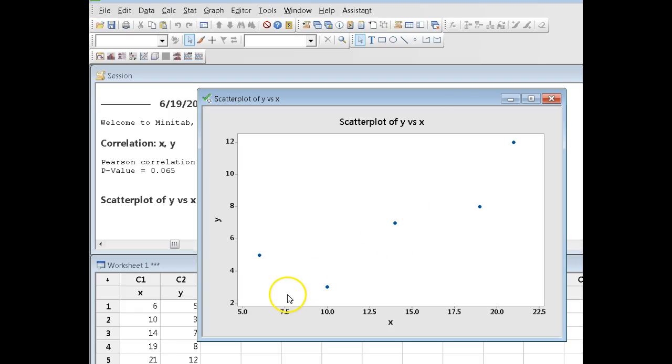When I look at this scatter plot, first of all, yes, there's a positive correlation because as the X variable increases, the Y variable is also increasing, generally speaking. So it's a positive relationship, that's true.